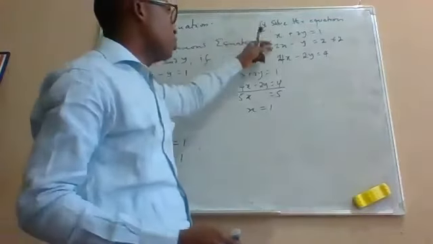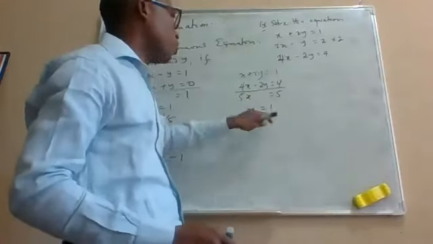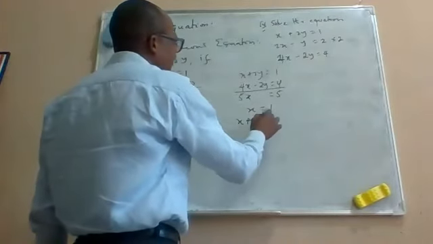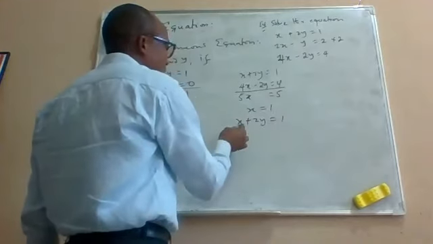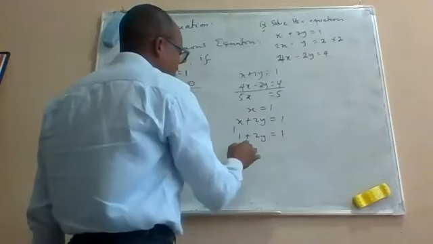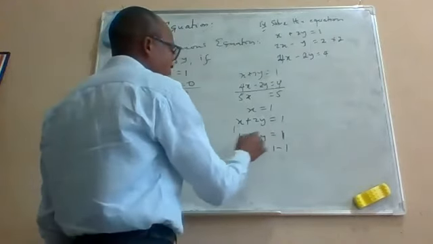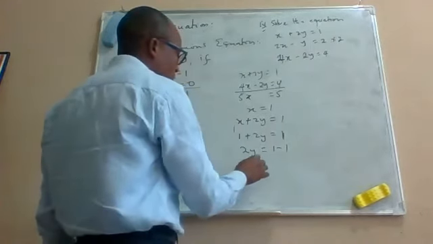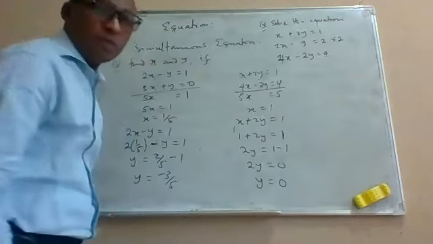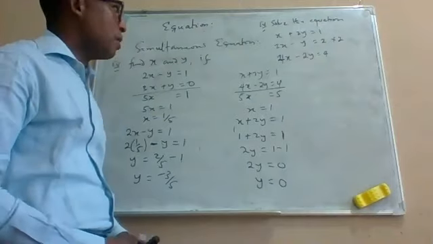Now you can use any of the two equations to determine your y, since we already have s equal to 1. So I can use equation 1, which is s plus 2y equal to 1. When s is 1, this will be 1 plus 2y equal to 1. Taking this 1 to the other side, this will give me 2y equal to 1 minus 1, so 2y equal to 0, and y here will be 0. So that's how to determine s and y by the elimination method.